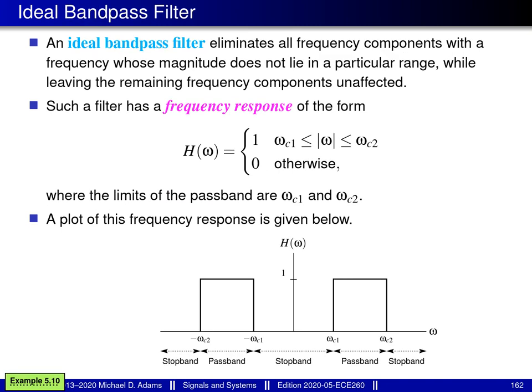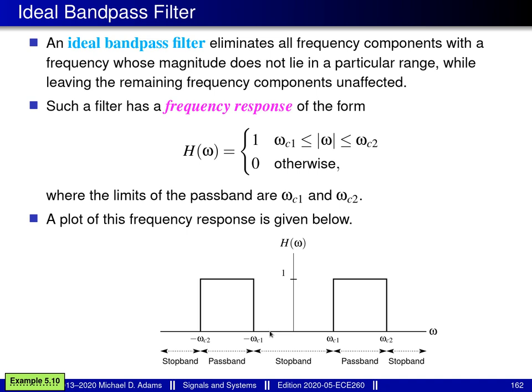The next type of frequency selective filter that I need to introduce is known as an ideal bandpass filter. An ideal bandpass filter eliminates all frequency components with a frequency whose magnitude does not lie in a particular range, while leaving the remaining frequency components unaffected. The frequency response of such a filter has the form that's shown in the middle of the slide here, where the constants omega c1 and omega c2 are sometimes referred to as cutoff frequencies of the filter. And a plot of the frequency response is shown at the bottom of the slide.